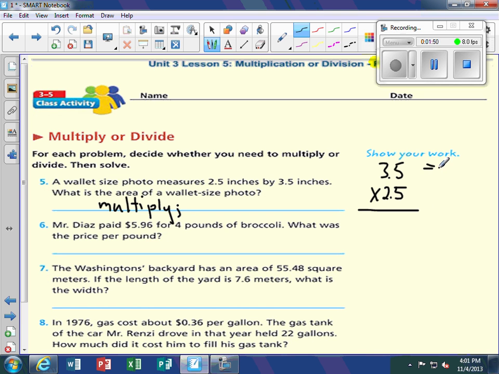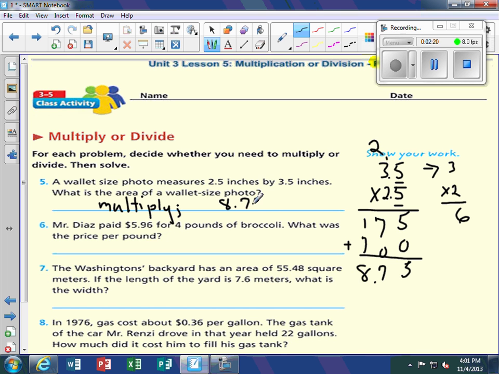And then hopefully you're saying to yourself, well, if that was 3 and if that was 2, my answer would be 6. 5 times 5 is 25. We group the 2. 5 times 3 is 15, plus 2 is 17. I like to move over. 2 times 5 is 10. Carry the 1 and 7. So 5, 7, and 8. Multiplication and addition go together. I have 2 decimal digits, so 8.75, which is very close to 6 inches squared.